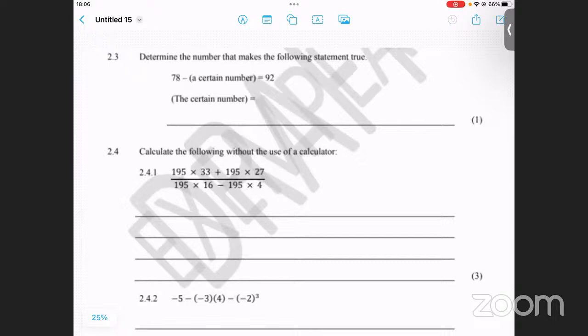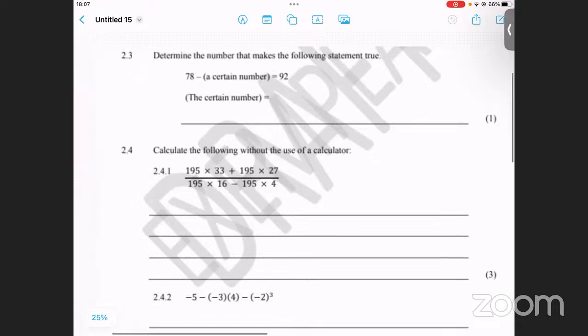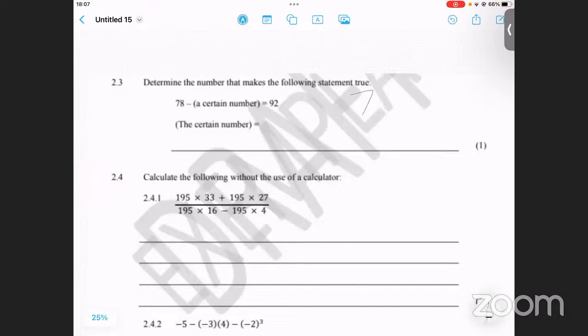Ma'am, you're going to take 78 and plus it with 92, and then it's gonna give you 170, and then 170 is gonna be the certain number.